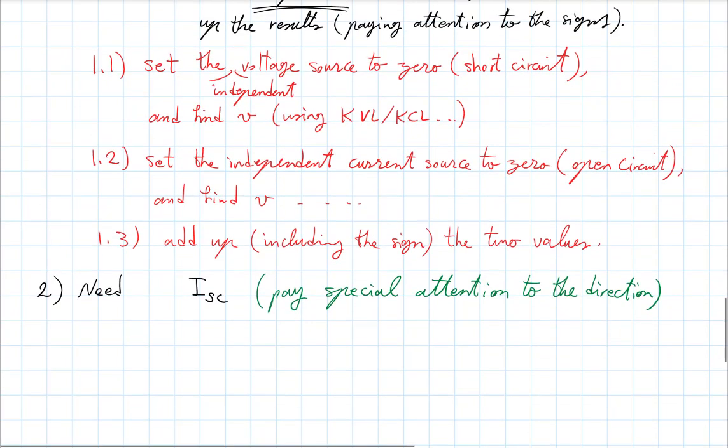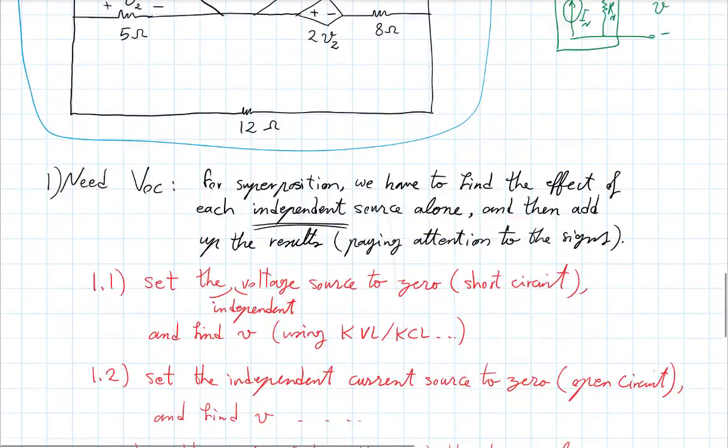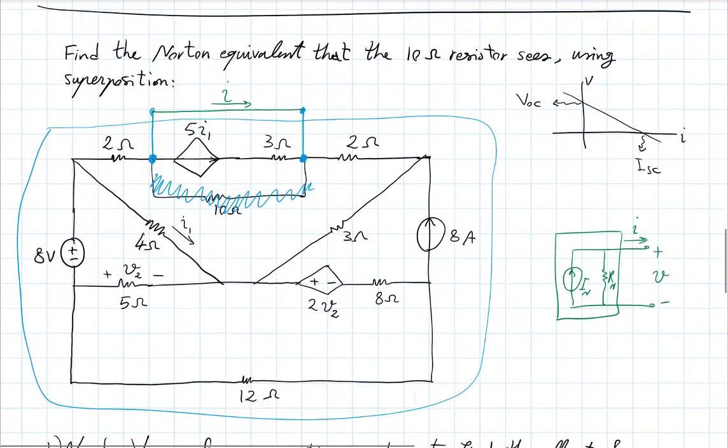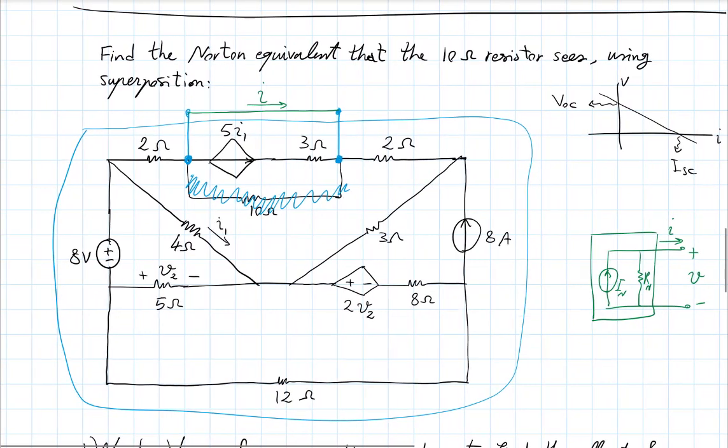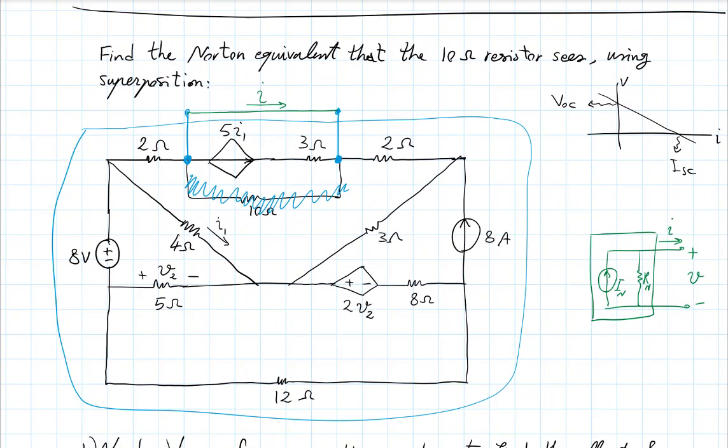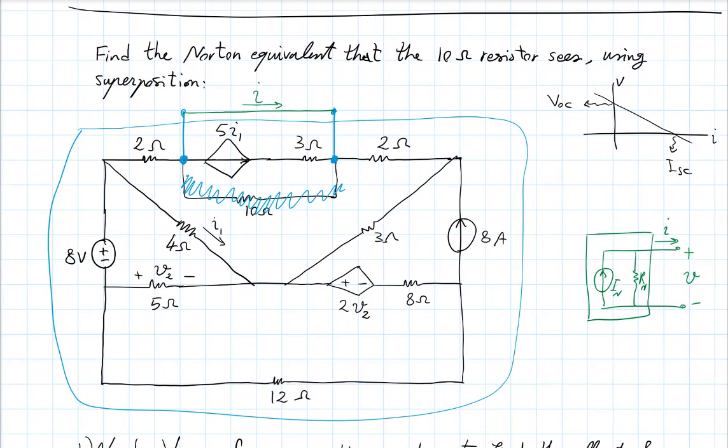And so then the rest is the same. You look at the effect of the 8-volt source once, which means you open the 8-amp source, replace it with an open circuit, and you calculate the current I going through that green line at the top, which means you have to solve the whole circuit to see the effect of the 8-volt source. And the 2 dependent sources remain in the circuit.